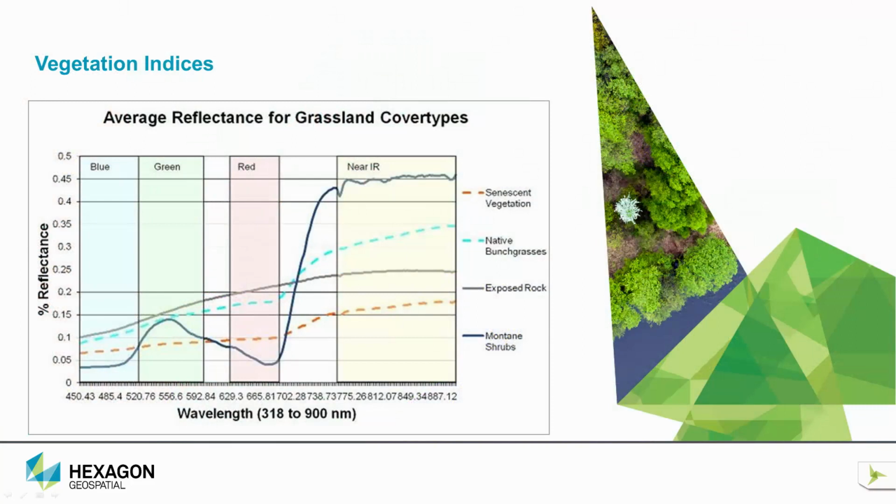Indices are used extensively in mineral exploration and vegetation analysis to bring out small differences between various rock types and vegetation classes. Vegetation indices are mostly concerned with the reflection of near-infrared and visible red wavelengths in the electromagnetic spectrum. In this chart, you can see the differences among the average reflectance values of dying vegetation, bunch grasses, exposed rock, and shrubs.